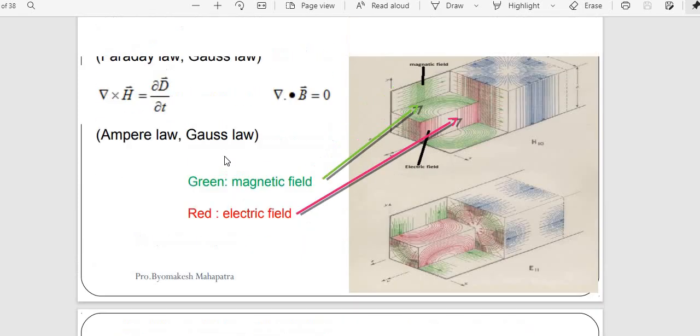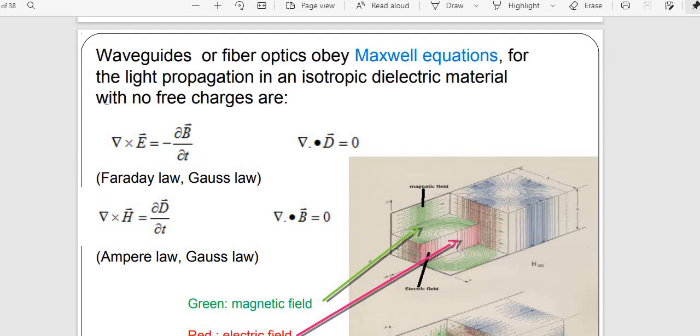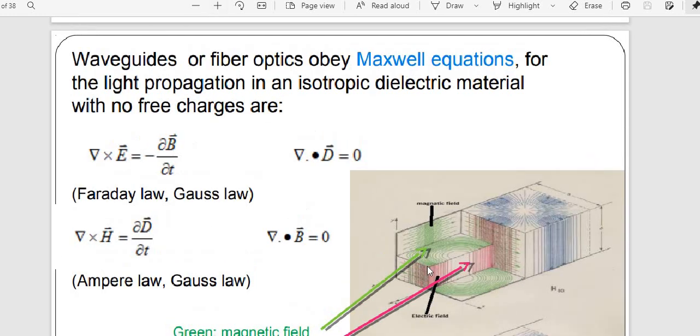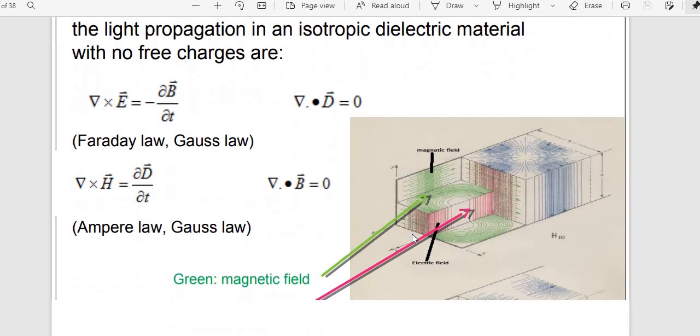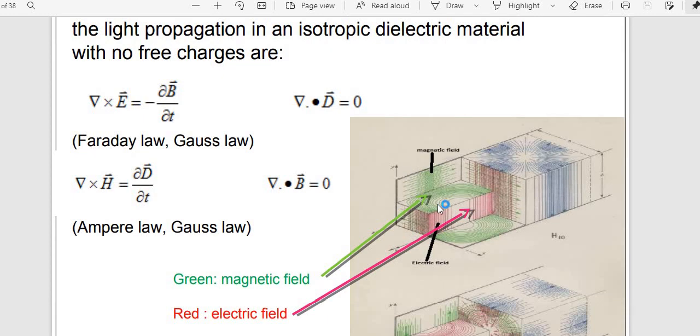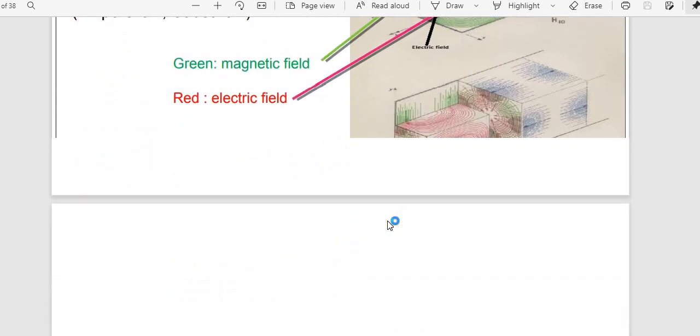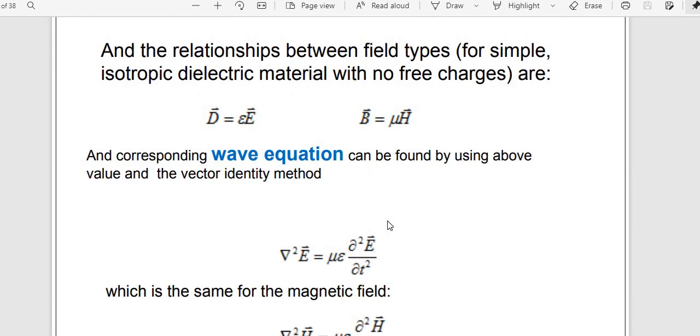What does this green line indicate? The green line indicates the magnetic field. What about this red line? It is the electric field. Both are mutually perpendicular, you can see, right? This is in the x direction, this is in the z direction. This is the way you have a three-dimensional figure. So next is the relation of that.